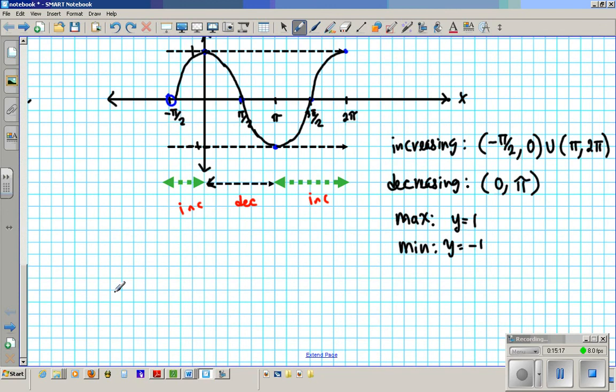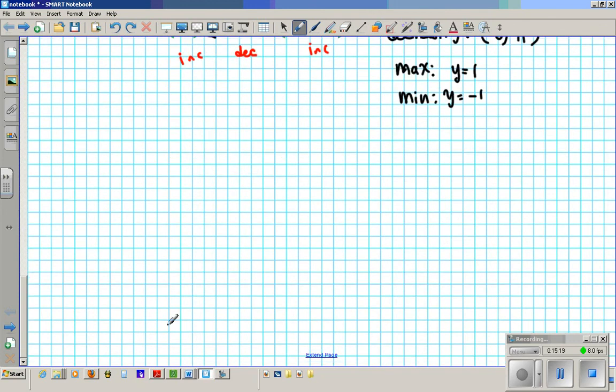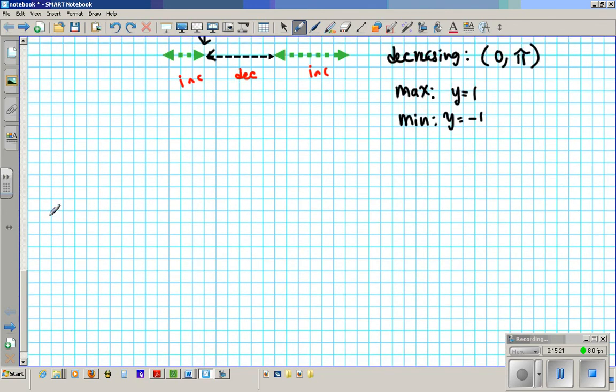Alright, welcome back. Now, we're going to try an example. This one is going to be graphing slightly transformed trig functions.